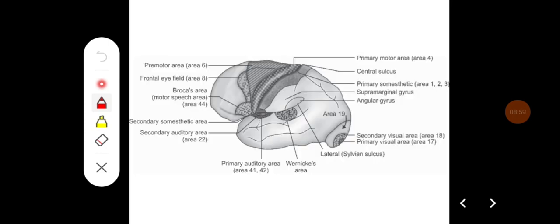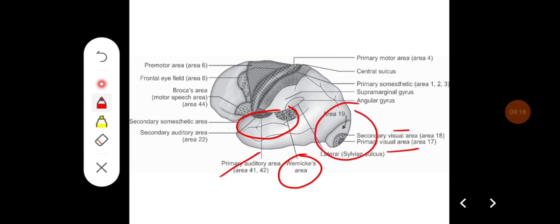So this diagram shows the temporal cortex, where it shows the primary auditory areas and secondary auditory areas, then Wernicke's area, and the occipital lobe shows primary and secondary visual areas.